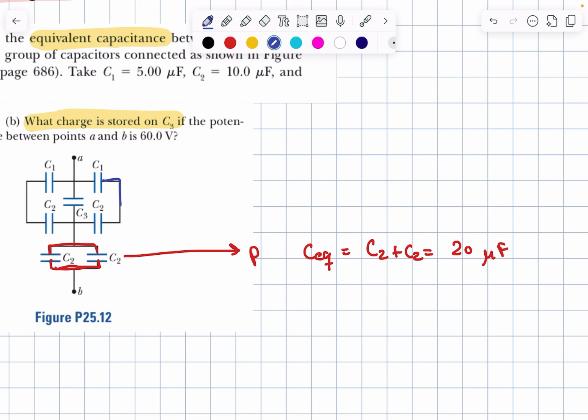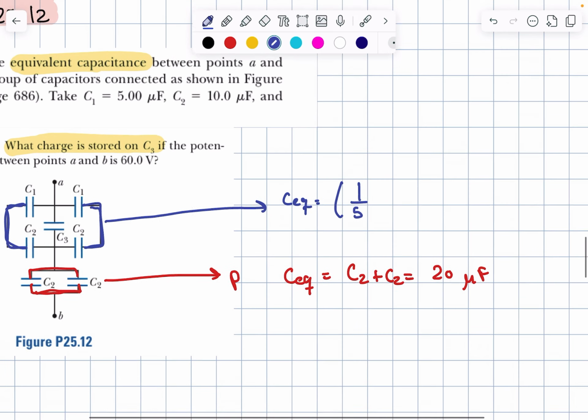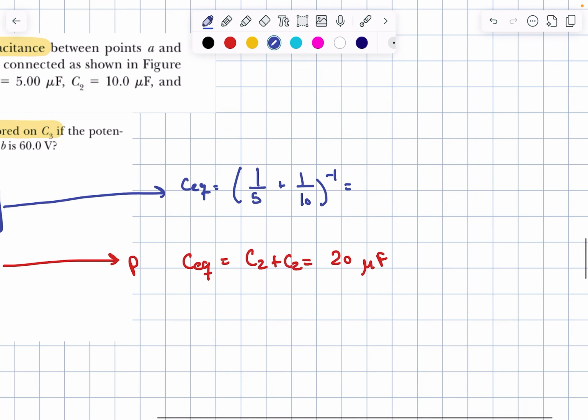These guys here, C1 and C2, we see that these two are both in series, and we know that their equivalent capacitance is going to be equal to 1 divided by C1, which is 5. I'm going to stop saying microfarads because it's repetitive. Plus 1 divided by C2, which is 10, to the negative 1, and that's going to be equal to 3.33 microfarads.